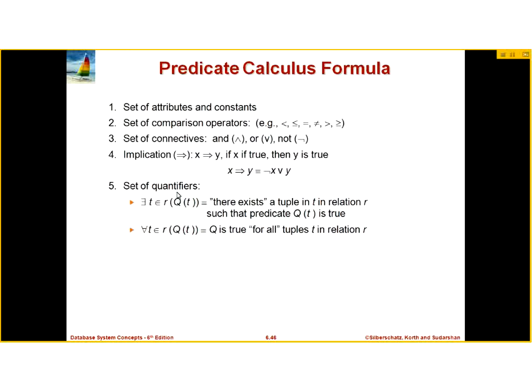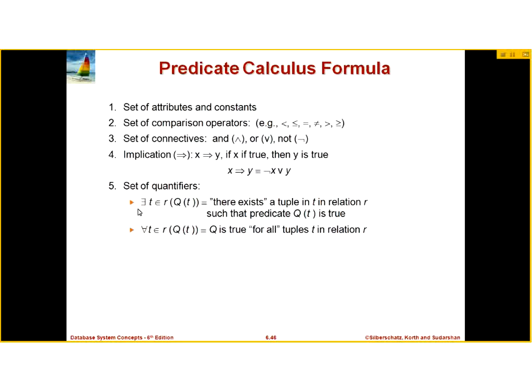Now, in a predicate calculus formula, there are certain attributes and constants. There are certain comparison operators, and a set of connectives like and, or, and not, and the implications. For example, the implication operator, like if X is true, then Y is true. And the set of quantifiers, like there exists a tuple T in relation R such that predicate Q is true, or Q is true for all.